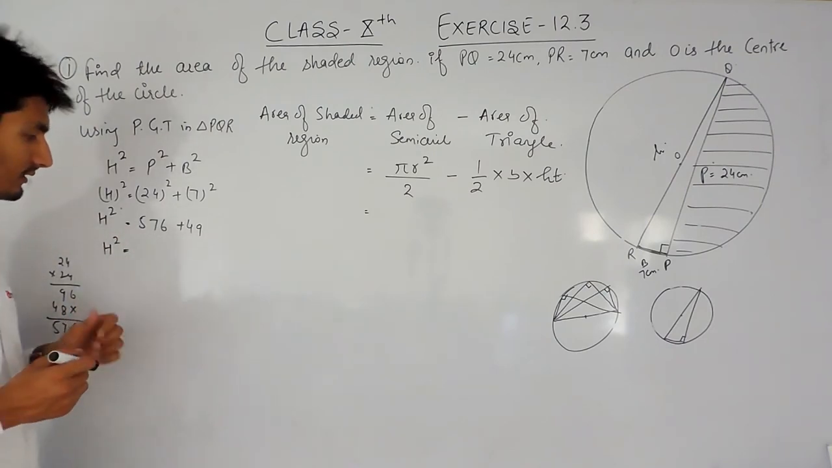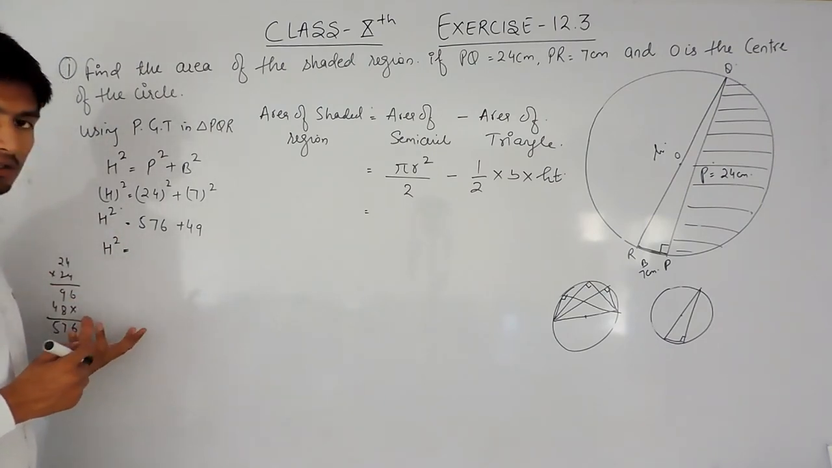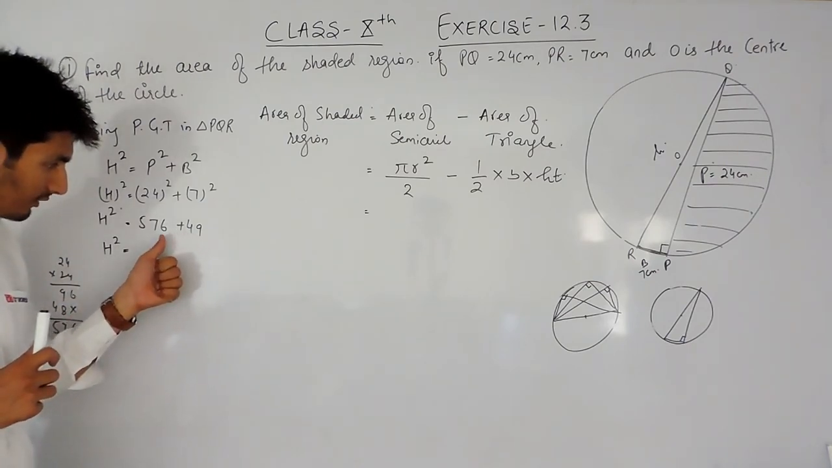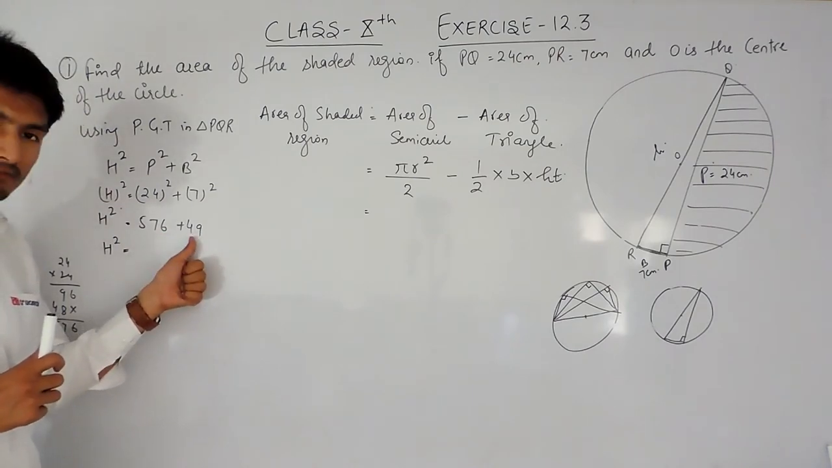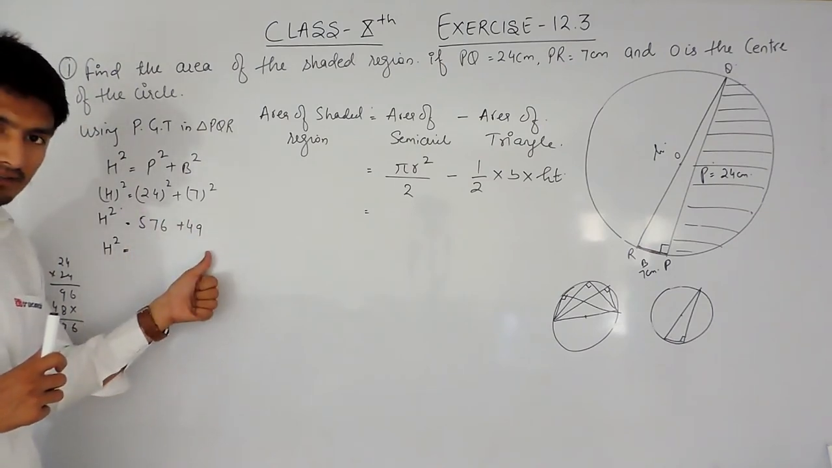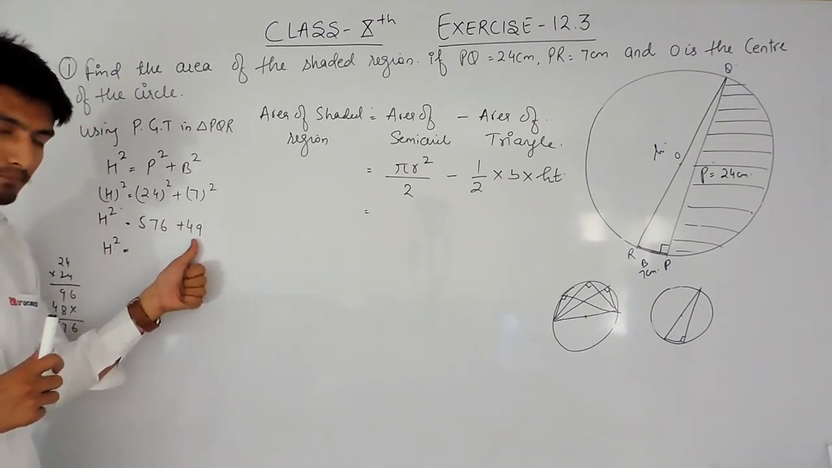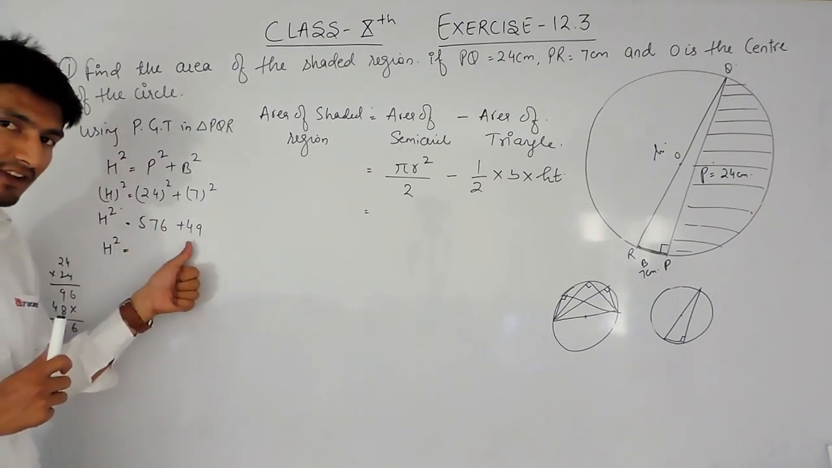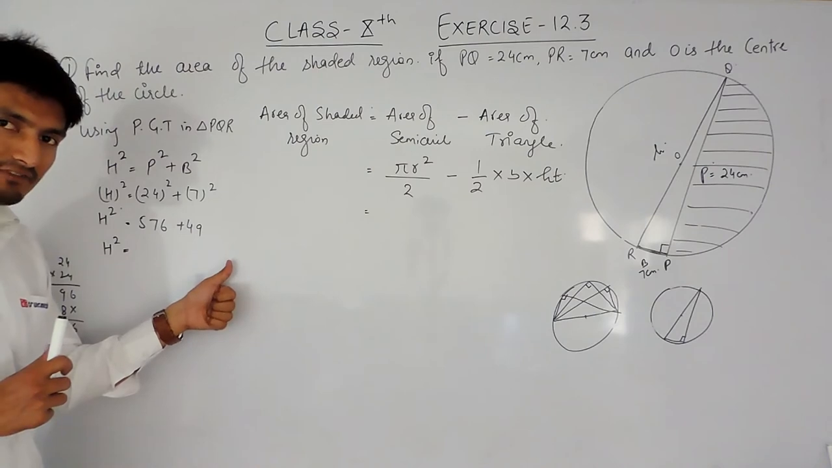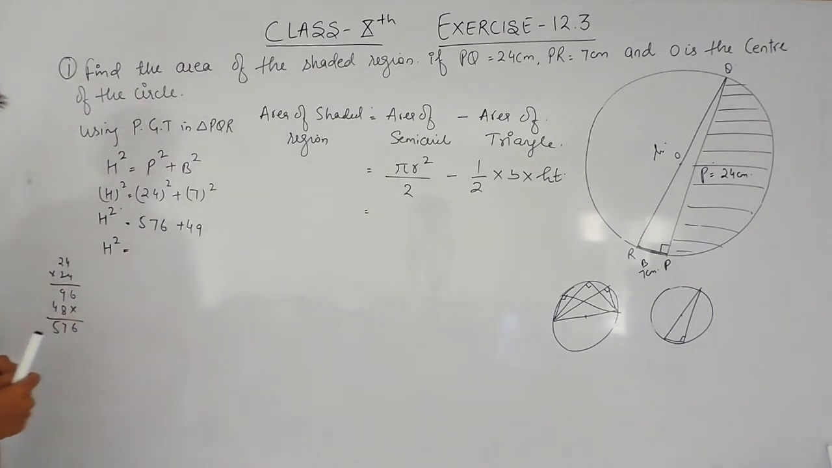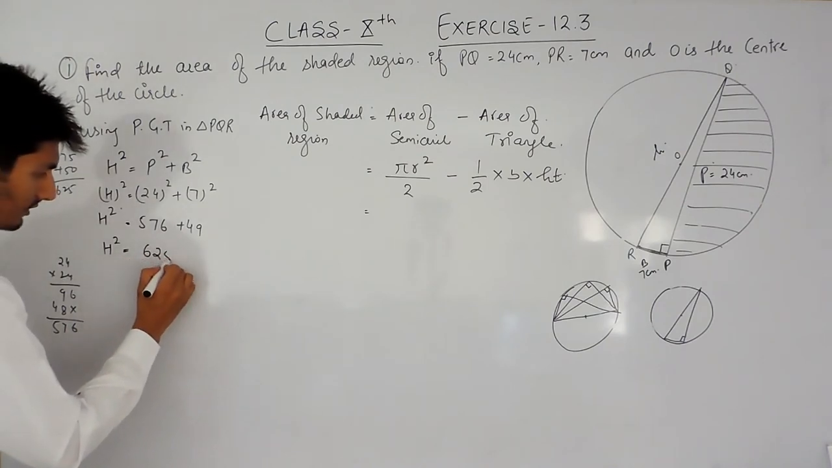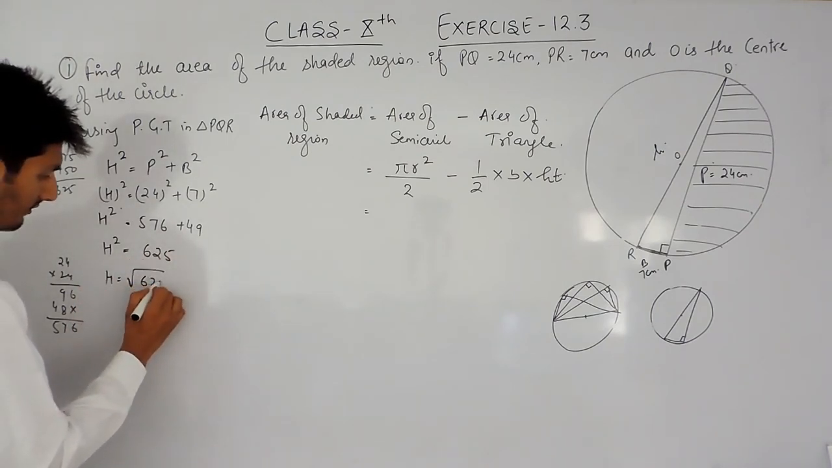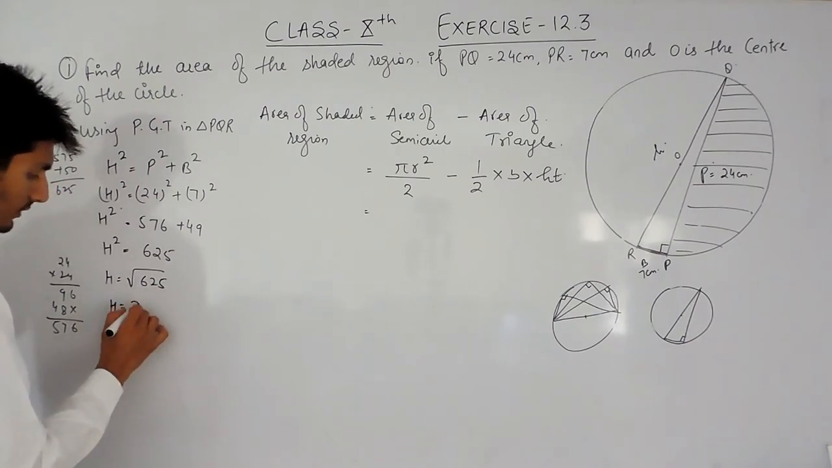So instead of adding these two column or row wise, what I can do, I can give 1 from this to this. This will become 575 and this will become 50. Okay, and then you can add, because 575 plus 50 is, first of all, 575 plus 25 is 600, and then again 25 will be 625. So it will be 625, so my h will be under root 625, and I know that under root 625 is 25.